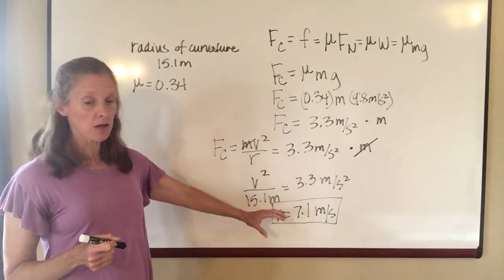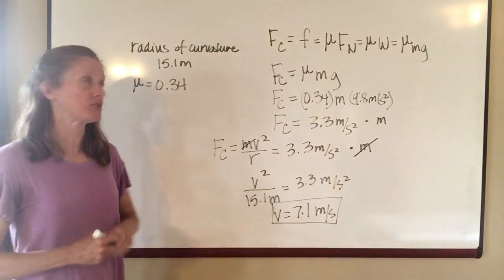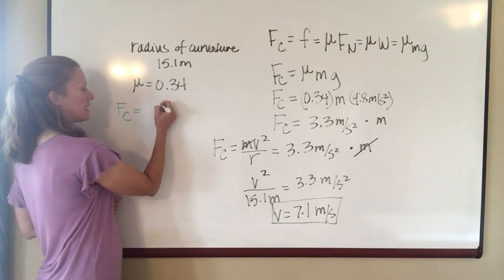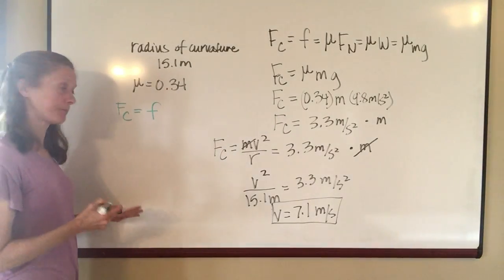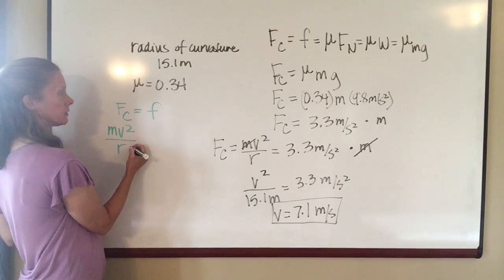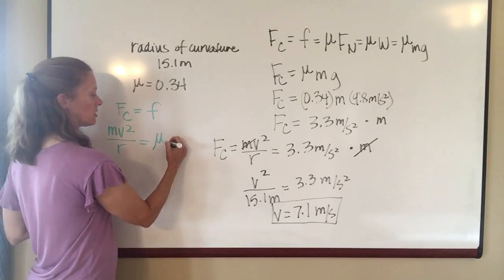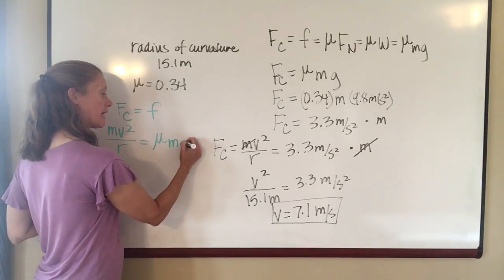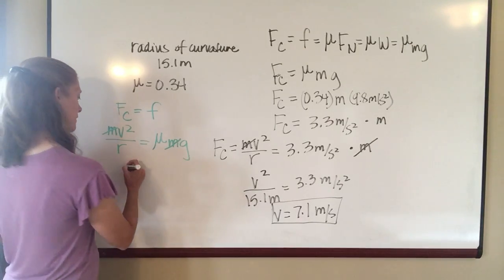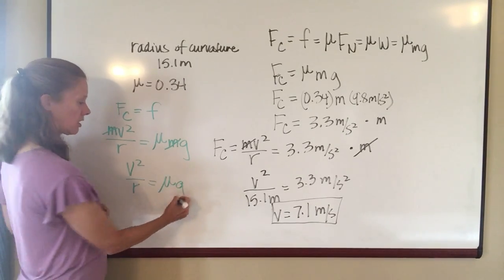Another way that you could think about this particular problem is I could have done it really all together. I could have said, well, I know that the centripetal force is equal to the frictional force, okay? I know that the centripetal force is mv squared over r. I know that the frictional force is the coefficient of friction times the normal force, which is the same as the mass times the gravity. At that point, the m's cancel out, and then I'm going to be left with v squared over r equals the coefficient of friction times gravity.